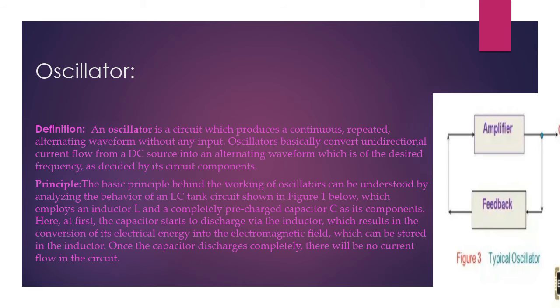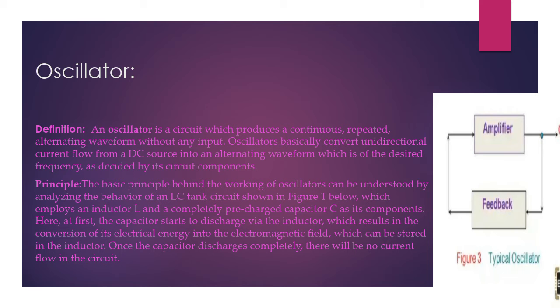Before going to the topic, we'll see what an oscillator is. An oscillator is a circuit which produces a continuous, repeated, alternating waveform without any input. Oscillators basically convert unidirectional current flow from a DC source into an alternating waveform of the desired frequency as decided by its circuit components.